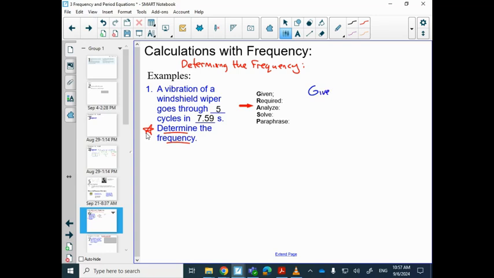But if you at least start out with what you're given, because one of the biggest mistakes people make in physics is not getting the numbers for the associated concepts into the right spot for that concept in the equation. It becomes pretty easy to get it right if you are more specific about it. So for example, you've got the number of cycles is 5. And we've got the time interval, delta t, is 7.59 seconds.